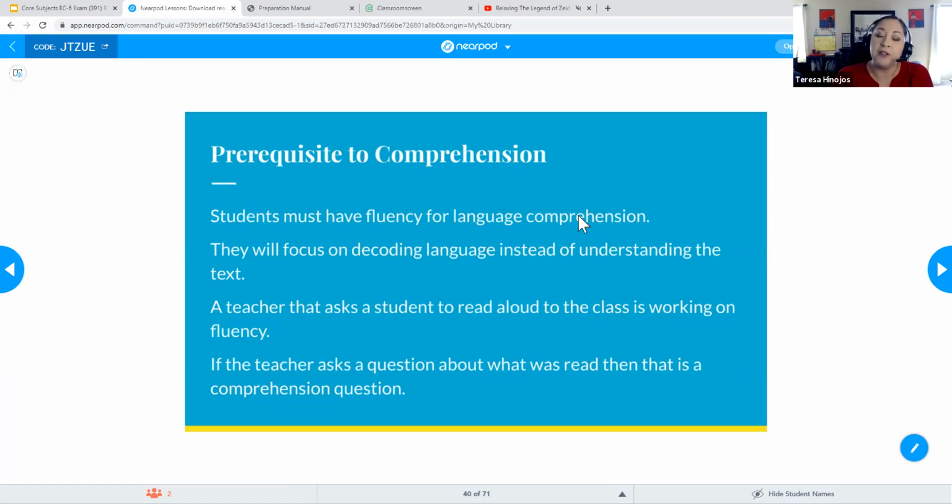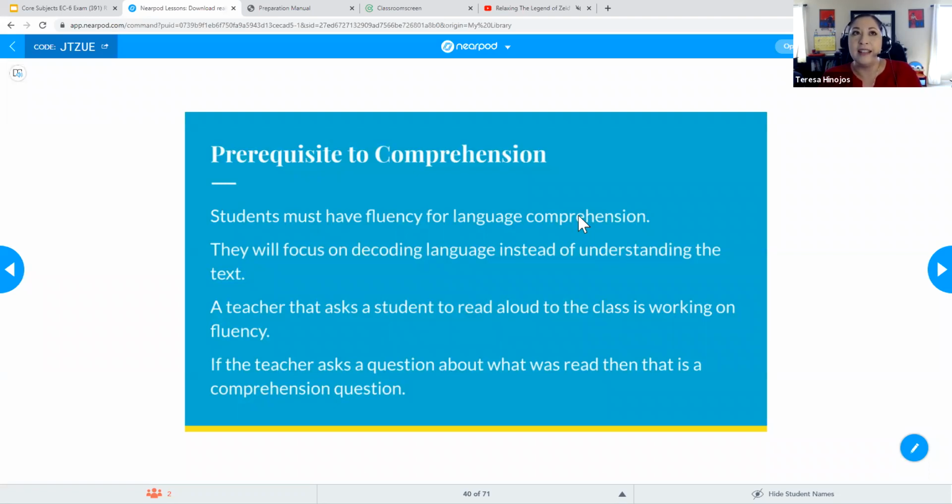Like we mentioned earlier, if students are spending a lot of time trying to sound out the words, then they're not comprehending anything. They're just focusing on decoding the language instead of understanding what they're reading about. So in class, when teachers have students read aloud, what a teacher is actually checking for is fluency. They're just seeing if the students can read what they're saying. But if the teacher asks a student a question, and this may have happened to you, you get nervous because you have to read and you focus on just making sure you're reading. But if they ask you a question about what you read, you're going to have to go back and read it again.